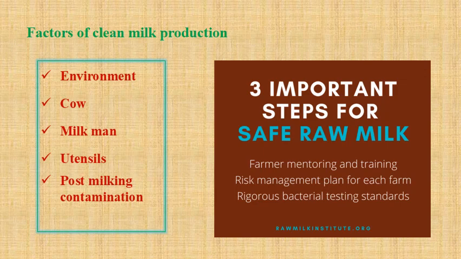So there are three important steps for safe raw milk. One is the proper mentoring and training of the farmer or farm manager, and then a risk management plan for each farm, and then rigorous bacterial testing. These are the important steps for big commercial dairy farms.